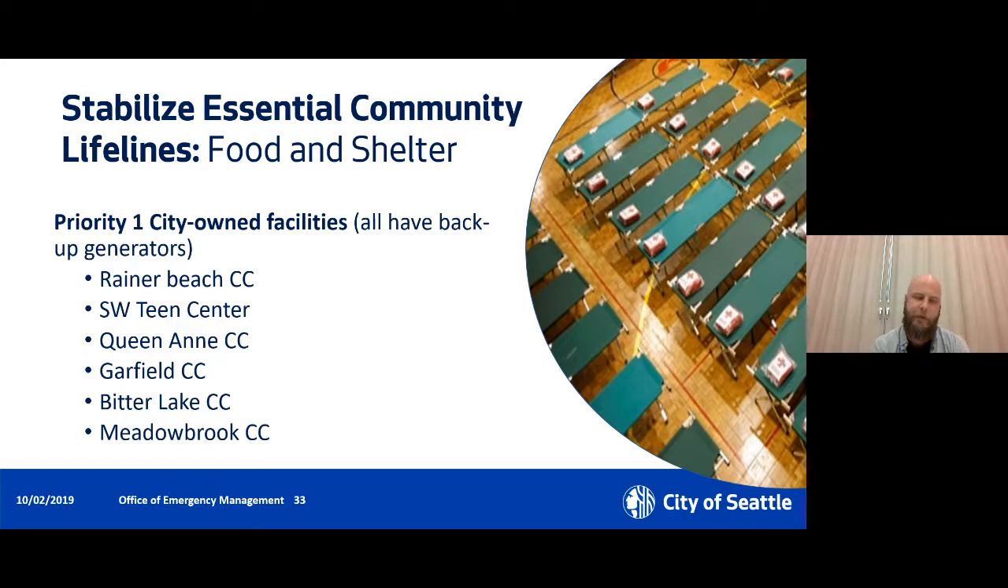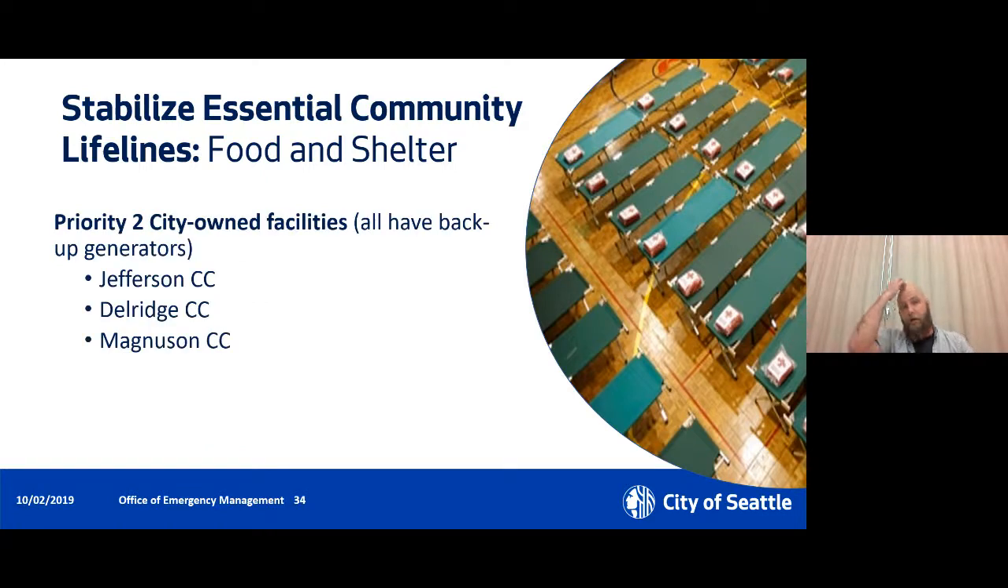So potentially we could use both places and have kind of more of a campus concept, where we could shelter up to 1,000 people at each location. So that's why they're priority one, because we have them spread out throughout the city, adjacent to a public school, which gives us more space potentially, and they have backup power.